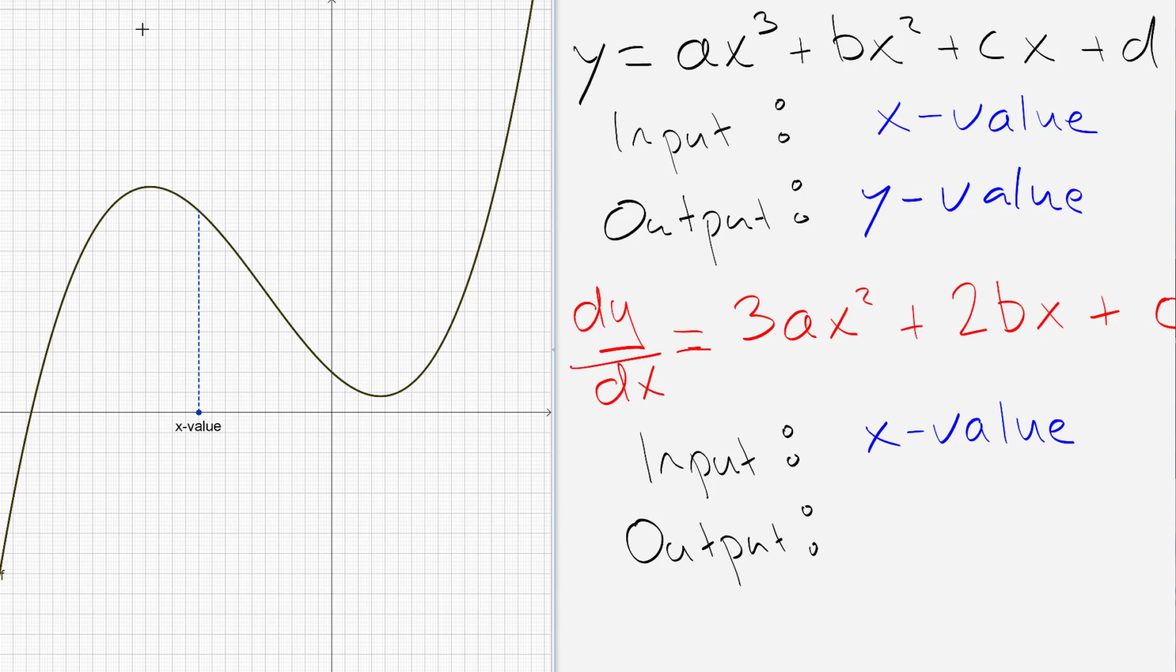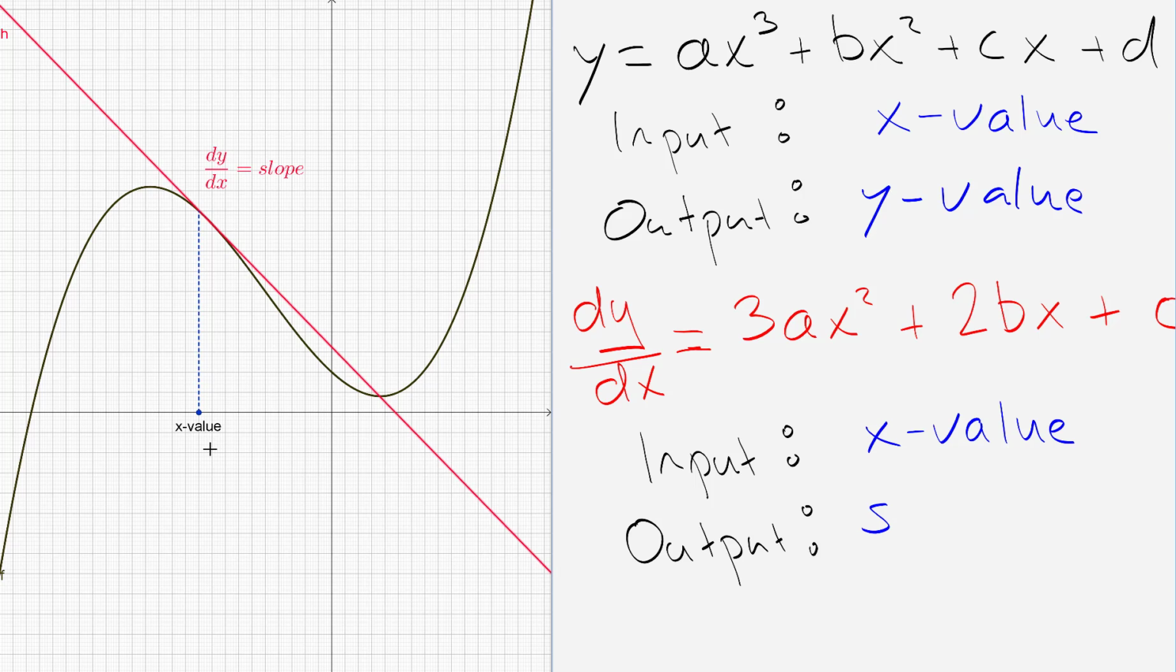So what we need to understand is that dy/dx is the slope at that particular x value. So if you input the x value, your output is actually going to be the slope of the tangent at x. So your input is the x value and your output is the slope at that particular x value. And at different x values you will have different slopes. So the important thing to remember here is that dy/dx represents the slope of the tangent line at the particular x value along the function.